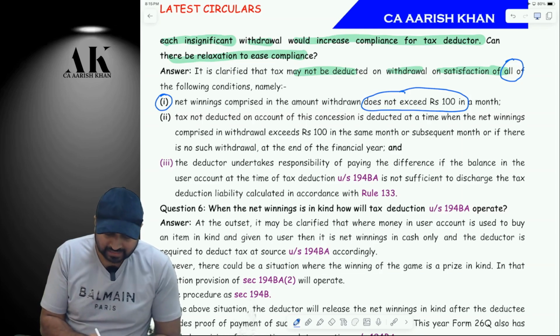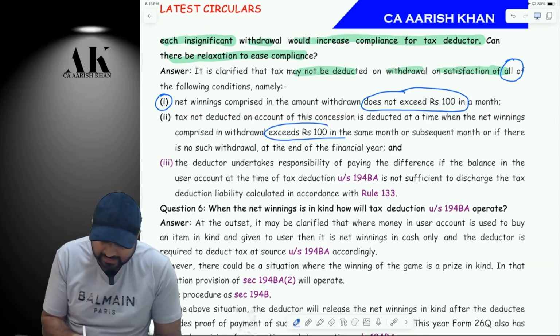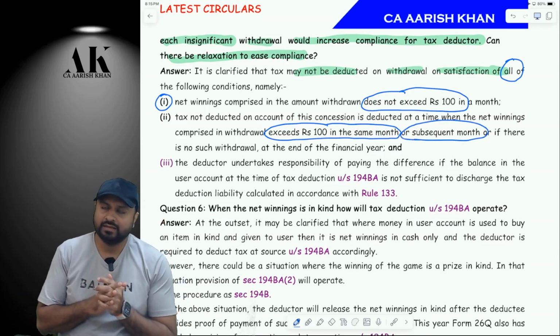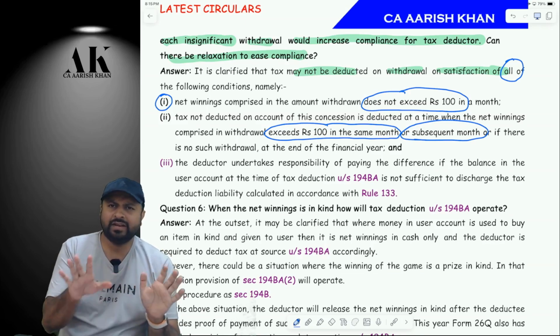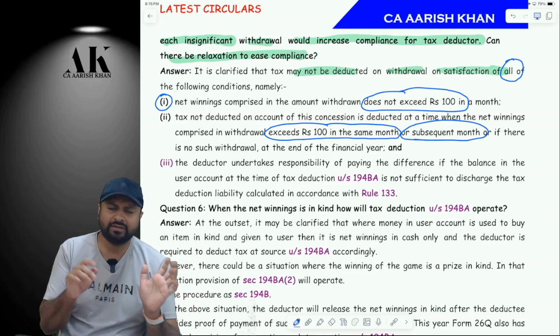Second, tax not deducted on account of this concession is deducted at the time when the net winnings comprised in the withdrawal exceeds 100 in the same month or in the subsequent month. So what do I mean by this? For example, in the month of April, I withdraw 70, 80 rupees. Okay. So my net winning at that time is not exceeding what? Please tell me. 100 rupees. So at that time, they will not deduct TDS.